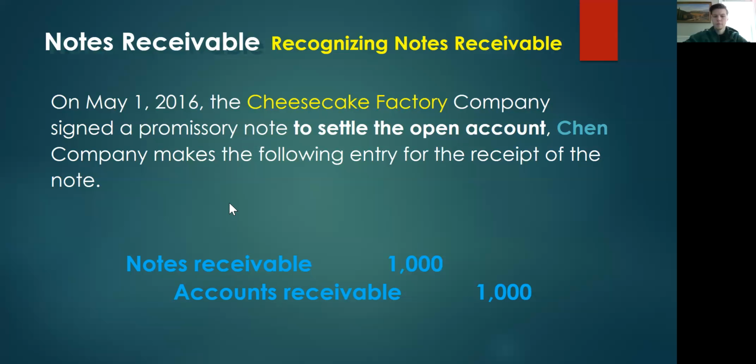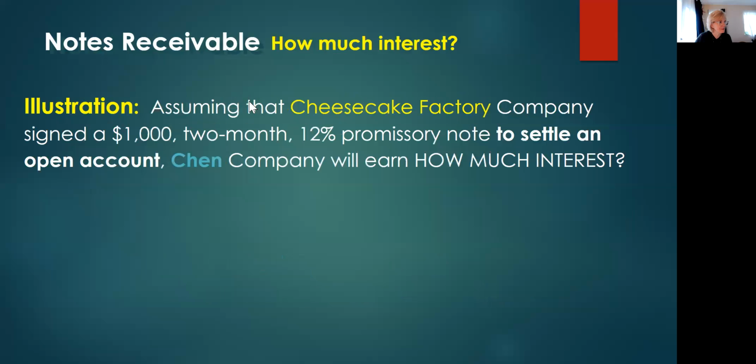Why is it 1,000 instead of 1,020 for Chen's journal entry? So this is the May 1st day, the day we're issuing the note. Now we're going to record the settlement of the note. So first we're recognizing the note on May 1st.